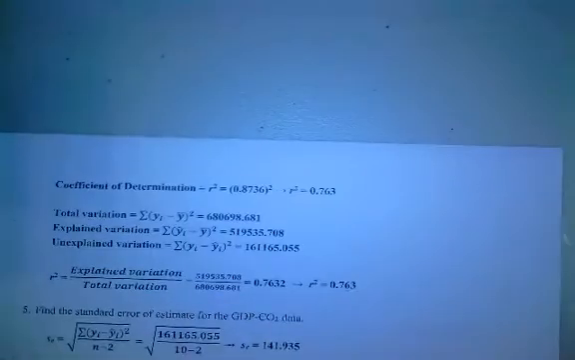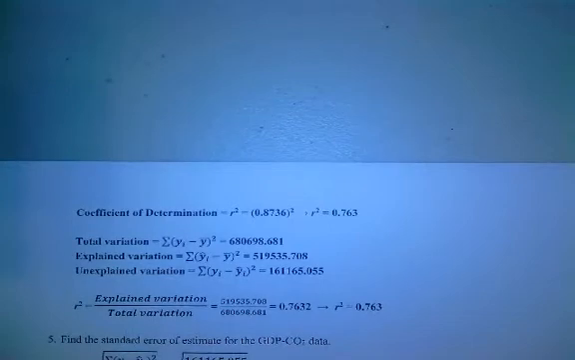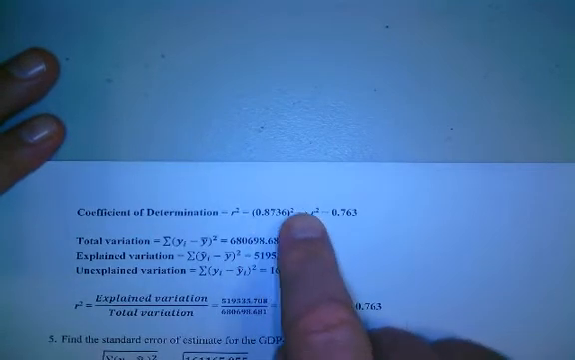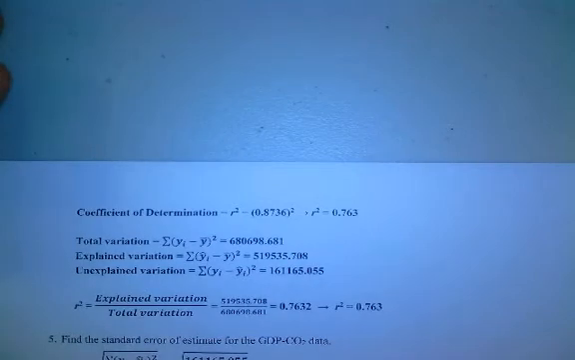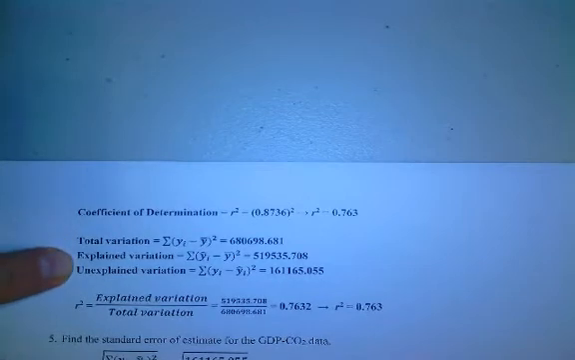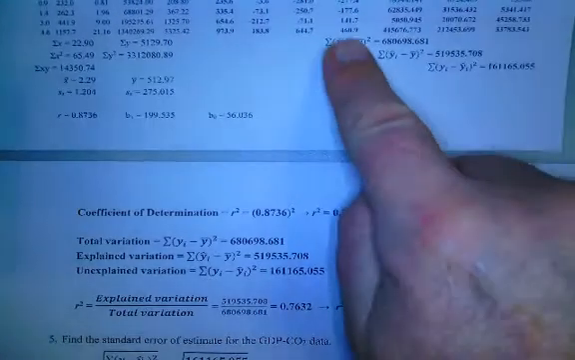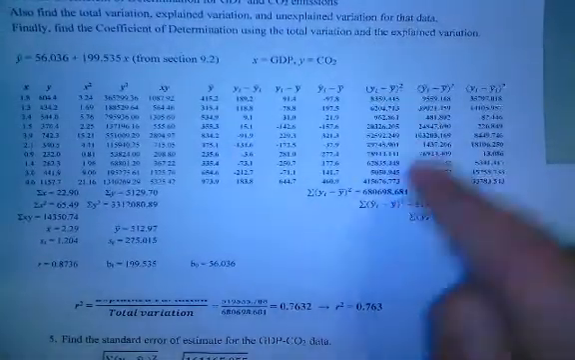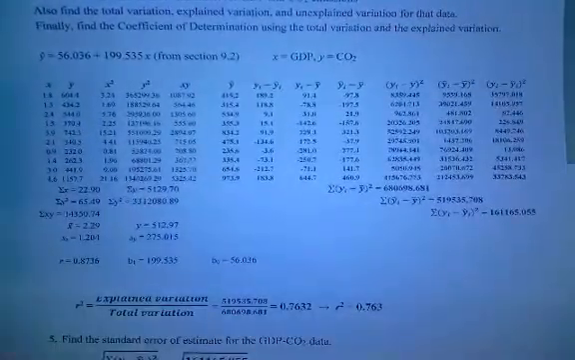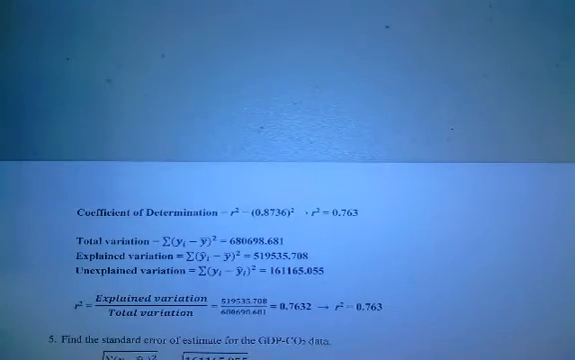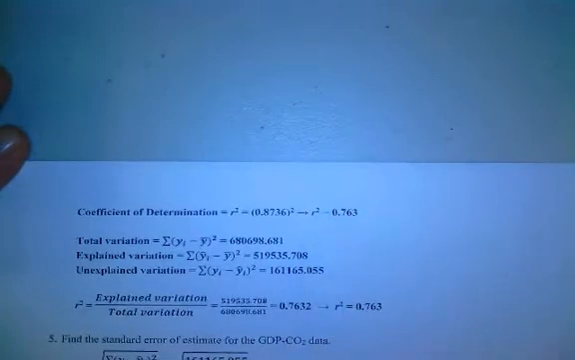Alright, now that we have that, just as we did before, we can find the coefficient of determination, r squared. Again, our r was 0.8736, so we square it and we get 0.7636, which says 76.36% of the variation can be explained by the relationship between GDP and CO2 emissions. Here's the total variation, the explained variation, and the unexplained variation. These are the same ones I have over here that came from summing all those values for all the different xy pairs that we had. And we got the same r squared in both cases.